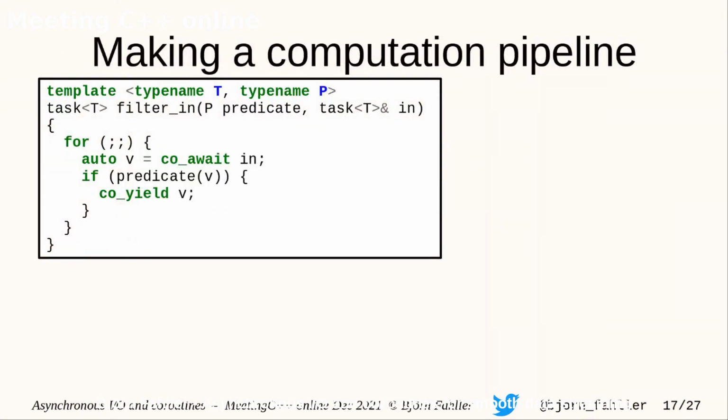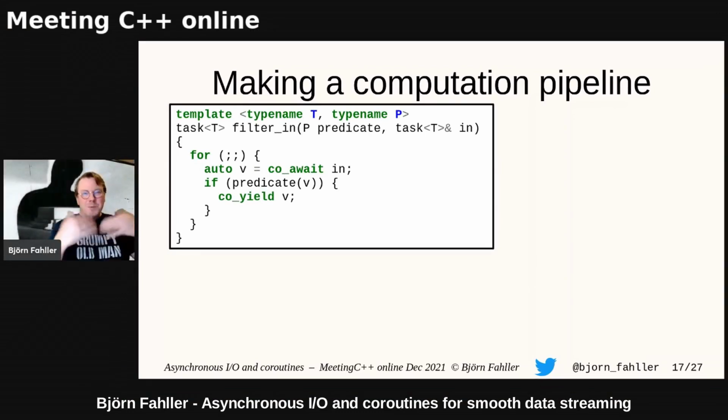But this is actually quite useful. We can do something. So here's an example of a super generic kind of thing to use with coroutines that are co-awaitable, because it takes some predicate and a task of whatever type, and we just co-await values and check the predicate, and if the predicate says, yes, this is a value that is in, we co-yield it. And then we go for another one.